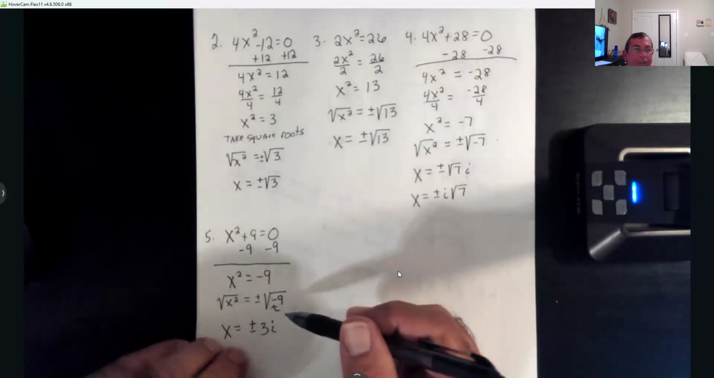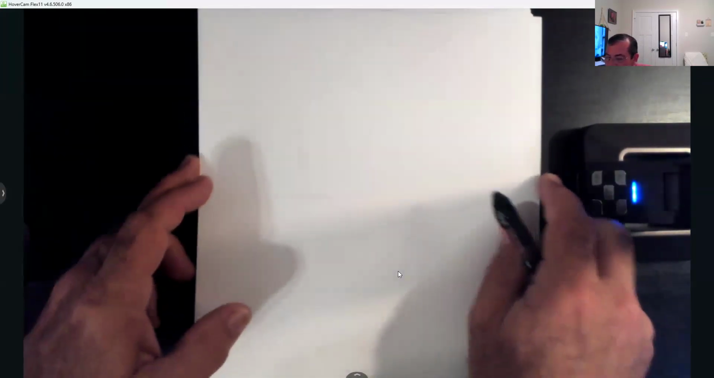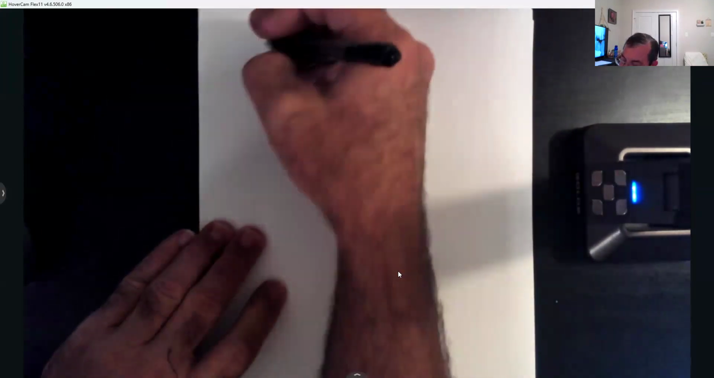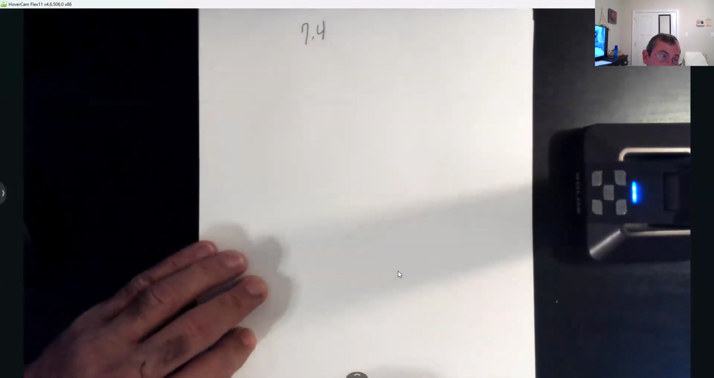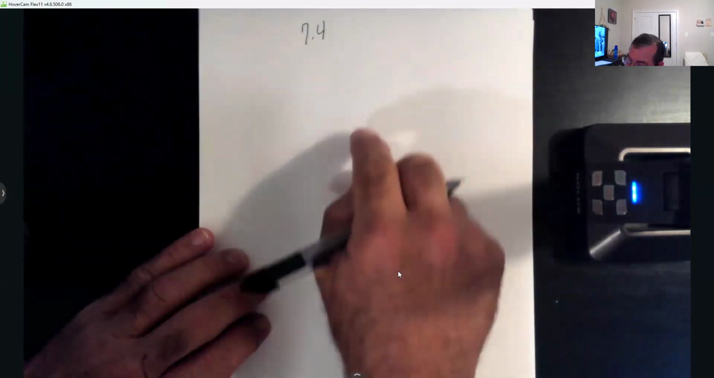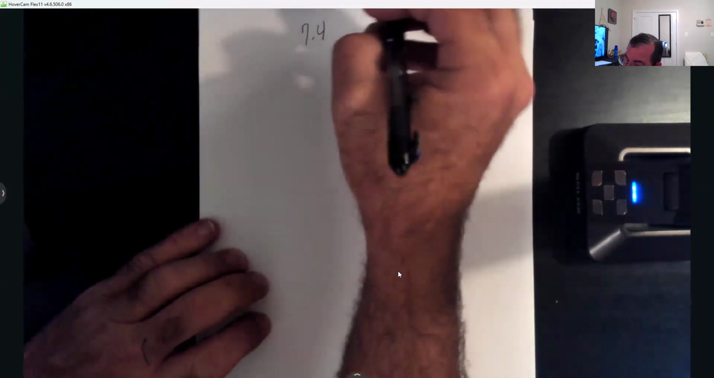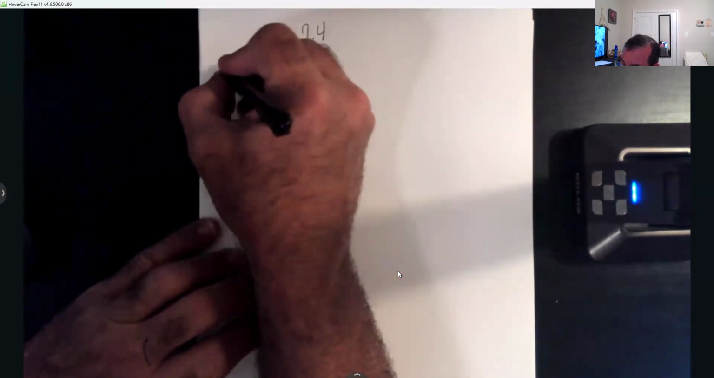All right, y'all, so that is the support, 5 of those. I'm getting near the end of this lecture, so I'm not going to start 7-4. But y'all, I'm going to show you what formula we're playing with tomorrow, okay? So 7-4 is going to deal with the quadratic formula.